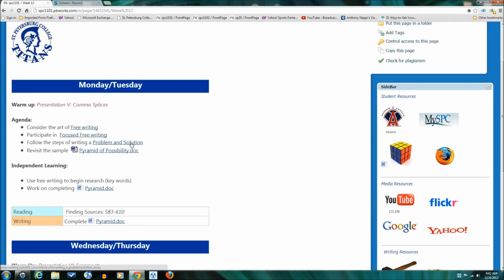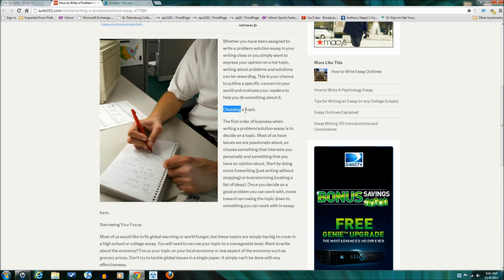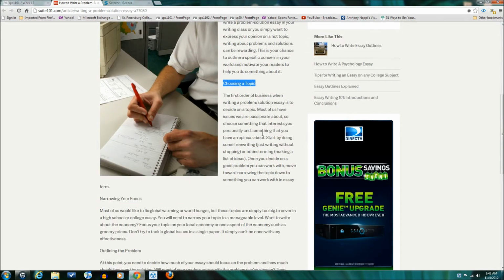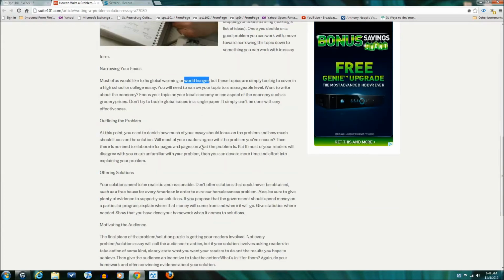Afterwards, we're going to follow the steps of writing a problem and solution paper. Choosing a topic is critical. This is step 1. That means you shouldn't choose real broad topics. You should choose narrow topics that are accompanied by statistical evidence. Notice I said statistical evidence. Narrow your focus. Global warming is not going to be a good topic. Neither is world hunger. Now you could localize things and look at something that is happening in your county or in your city, but don't try to cover a huge global problem.